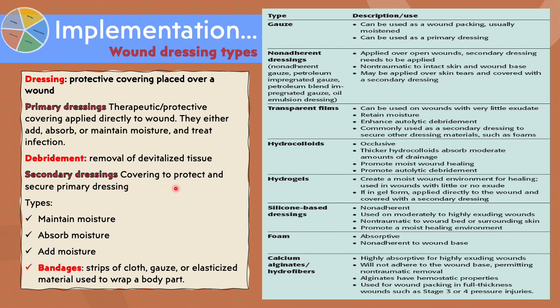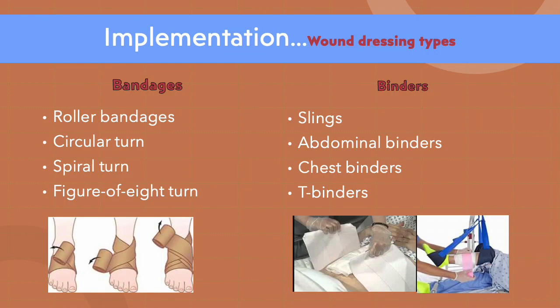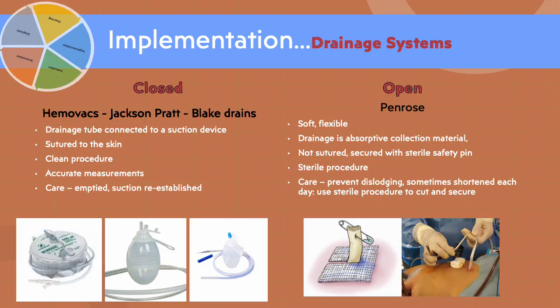Secondary dressings cover and protect the primary dressings. They can either maintain moisture, absorb, add moisture, and we can also use bandages, which are strips of cloth, gauze, or elasticized materials used to wrap a body part as our secondary dressing. Other wound dressing types include bandages, roller bandages, which have a circular turn, spiral turn, or figure 8. Binders, which are slings, abdominal binders, chest binders, or T-binders.